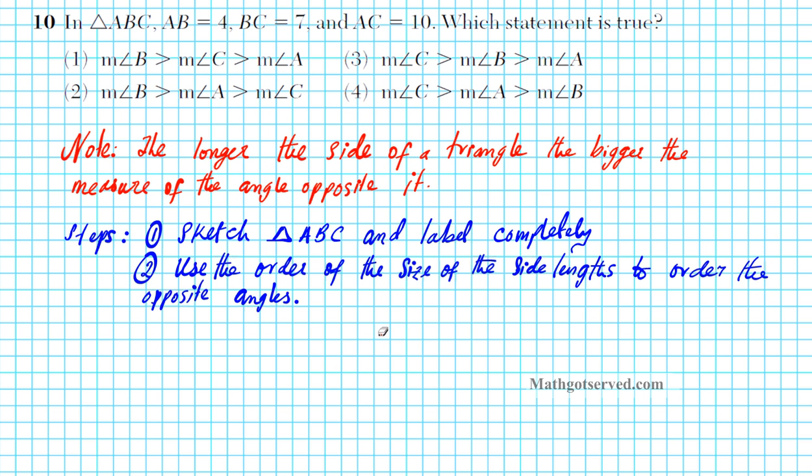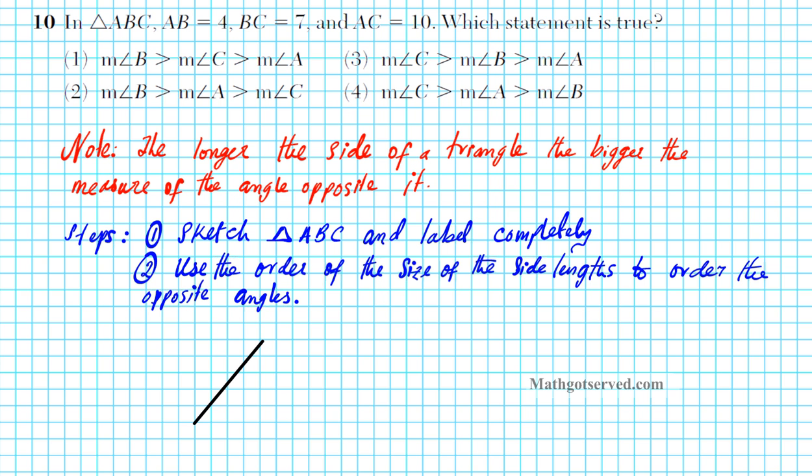Okay, a direct variation. Now, these are the steps we're going to use to solve this problem. We are going to sketch and label the triangle completely. This is very important so you can keep track of which angle is opposite which side. After sketching the triangle, we are going to use the order of the side lengths to order the opposite angles accordingly, because it follows the same order. If you order the side lengths from biggest to smallest, then you will be ordering the opposite angles from biggest to smallest. So let's go ahead and just sketch our triangle.